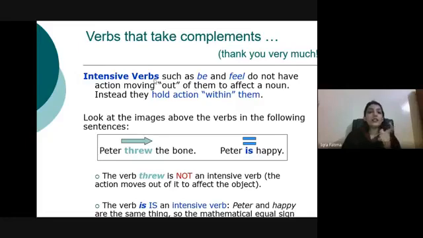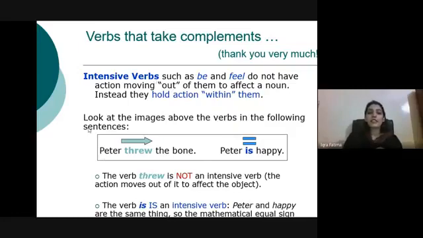So what is the difference between a complement and the object? The difference will be identified by the word. If the words are intensive words, then the word after the verb could be a complement.